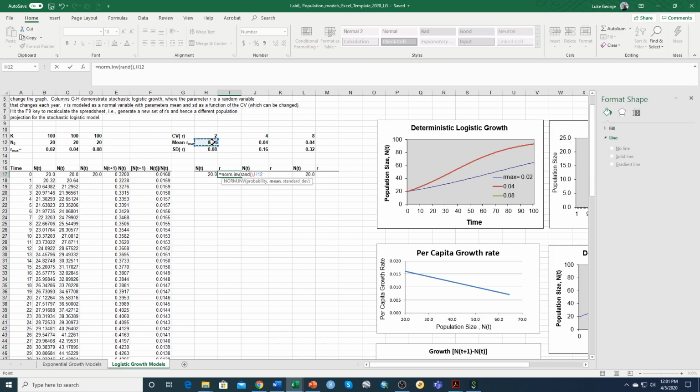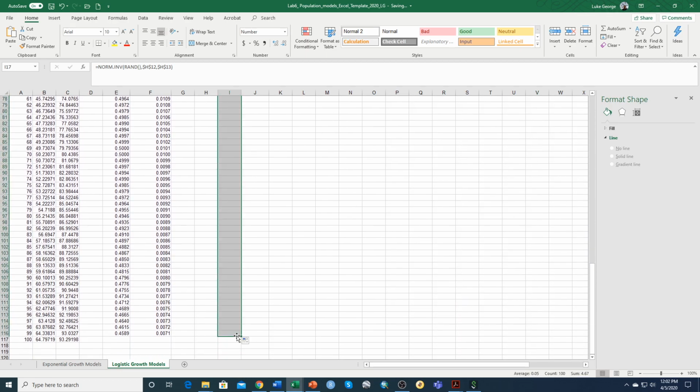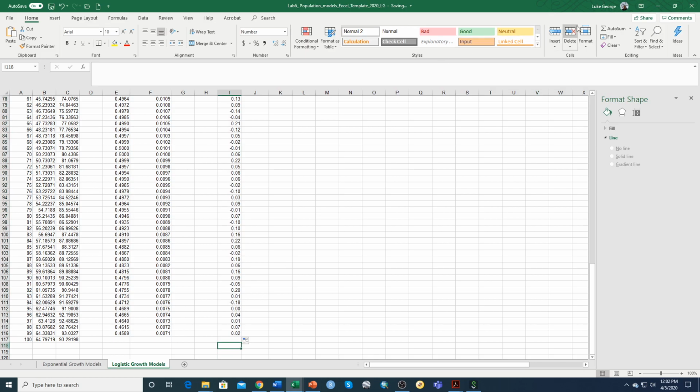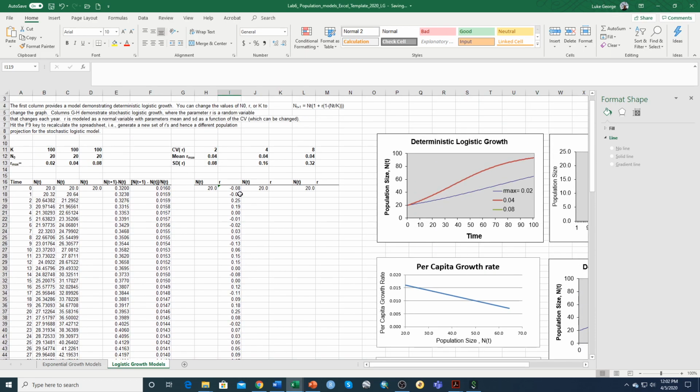So we refer to our R max, when we really just have one value of R max here, we want that to be an absolute reference, and our standard deviation of r, again, we want that to stay pointing at that cell as we copy it down. We copy this down to 100. If we want to make sure that this is giving us an average of about 0.4 for little r, we can do that. Yep, looks like it's right. Get some negatives, some positives.